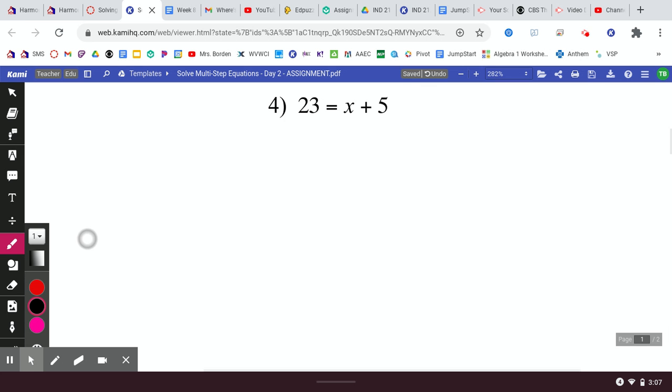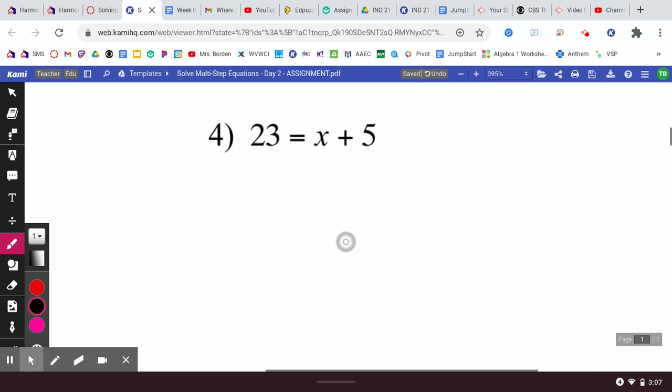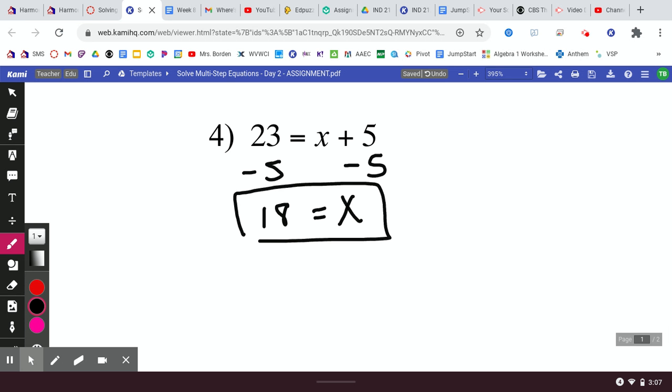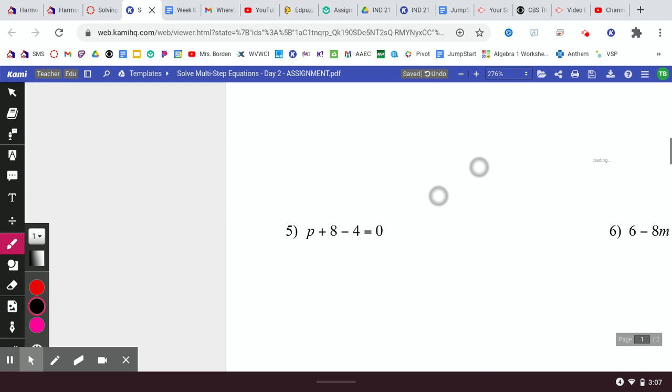All right, for number 4, we want to, again, get x by itself. It's got a plus 5, so we're going to minus 5 and minus 5, and we get x equals 18. Okay, number 5.